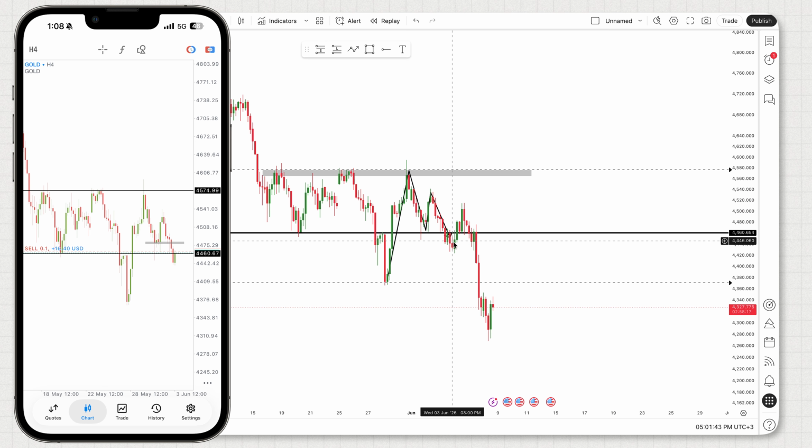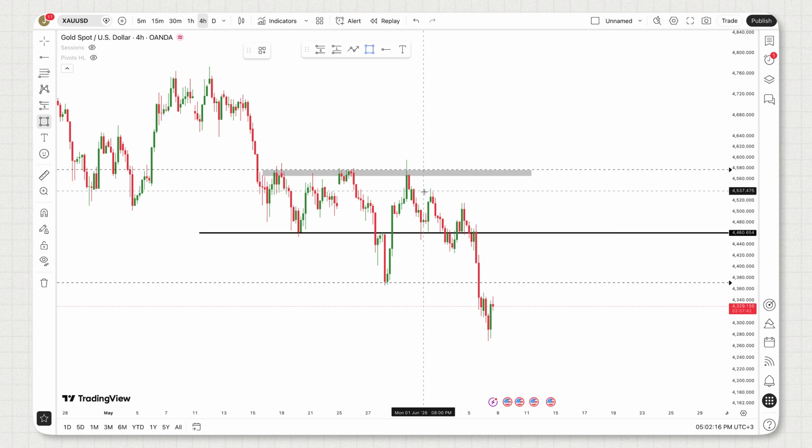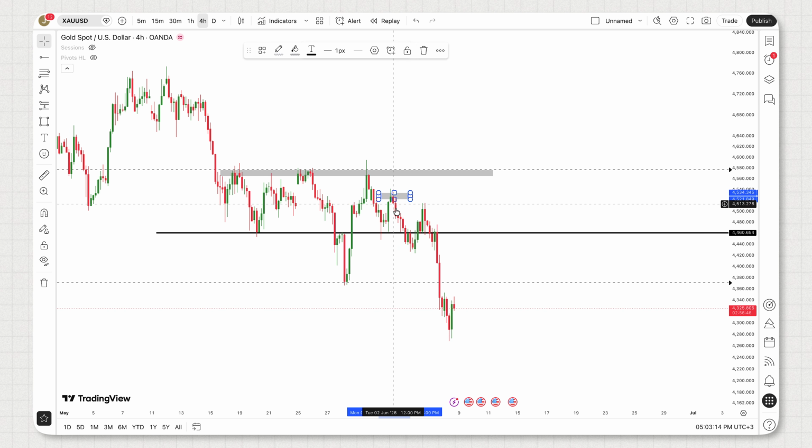Price ended up giving me a bit of profit, but then ended up creating another lower low right here. But I was confident in this trade because price got rejected up here. And then when it came back down, it ended up creating a lower high. And then when it came back down, it ended up breaking structure right here and creating a lower low.